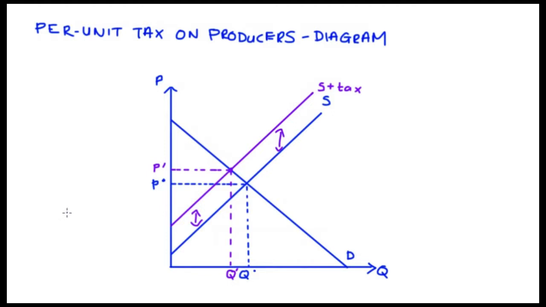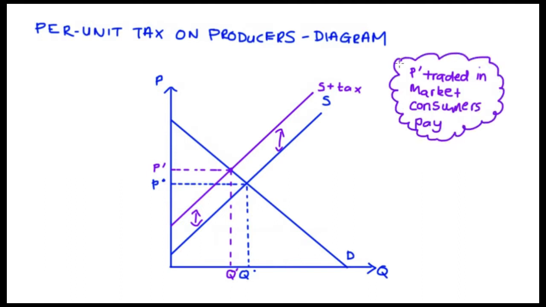Now with this new equilibrium, in the market the consumers are going to pay P prime. This is the consumer's price. But when the producers get that P prime, they're going to have to take some of that money and give it to the government. So the price that the producers are seeing is going to be P prime minus tax.